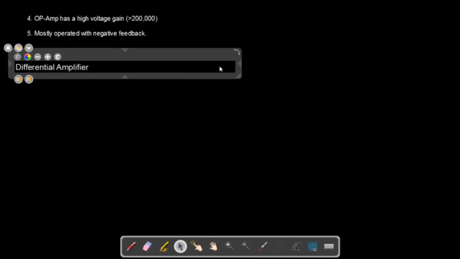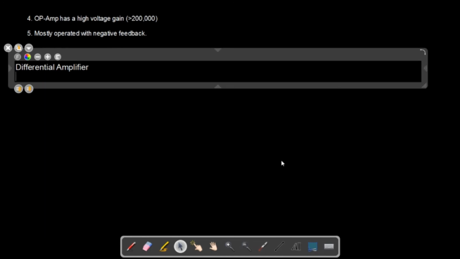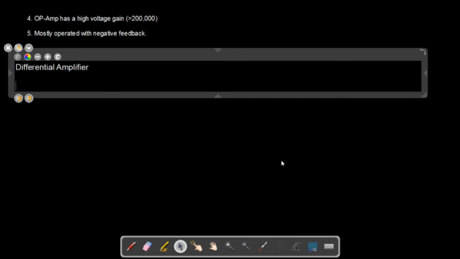What happens usually is that if you're having a differential amplifier, we are going to amplify the difference between the signals. It is basically a circuit, you can just write down the complete sentence, that can accept 2 input signals and amplify the difference between them.